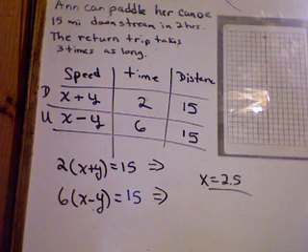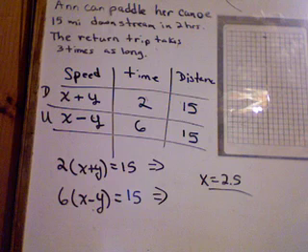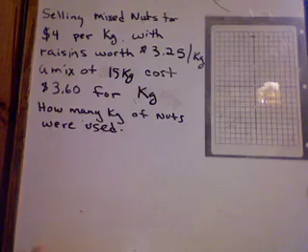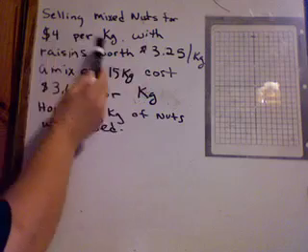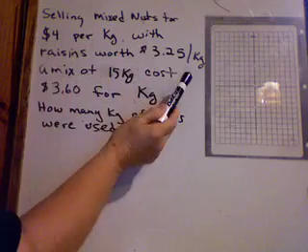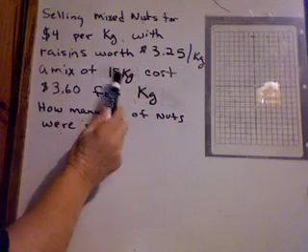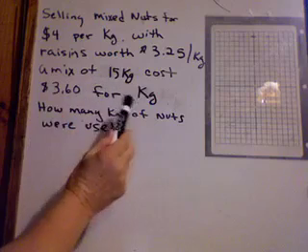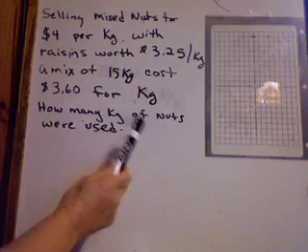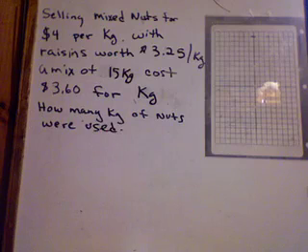And remember, there's a couple ways to solve the system. You can do it by adding and subtracting, or you can do it by substitution. Use what you like best. Be careful, though. Alright, so here we have a mixture problem. We're selling mixed nuts, $4 a kilogram, with raisins, $3.25 a kilogram. A mix of 15 kilograms costs $3.60 for a kilogram. How many kilograms of nuts were used?